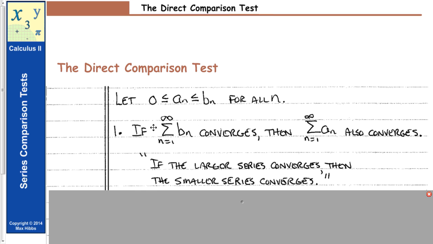After all, if we add up all these b sub n's and they add to a finite number, but all the a sub n's are smaller than all the b sub n's, then adding up all of the a sub n's should also add up to a finite number. That's the idea. If the larger series converges, then the smaller series can't add to more, so it also has to converge.